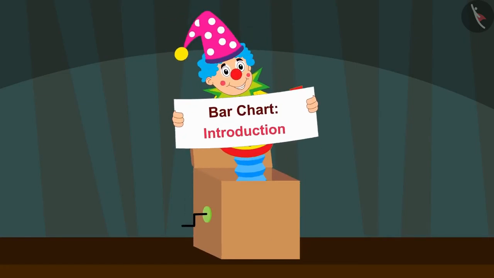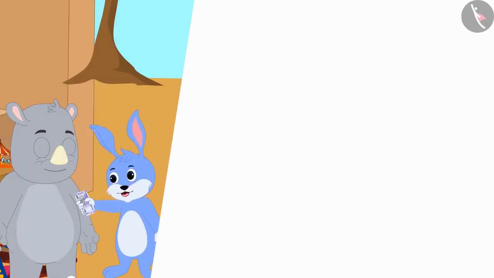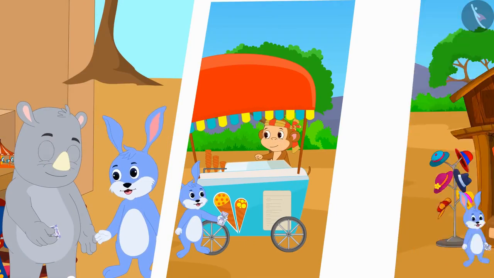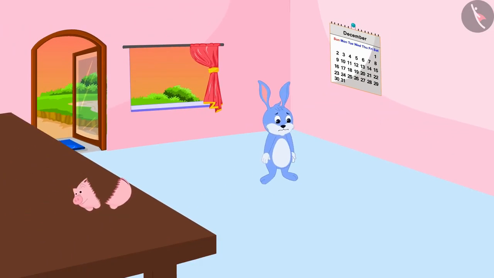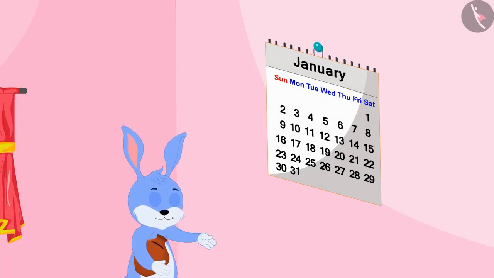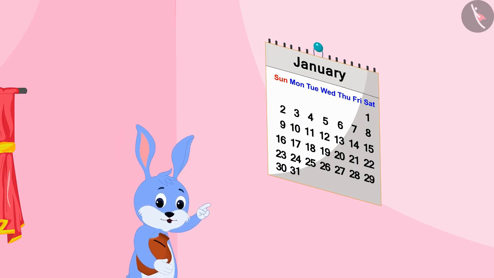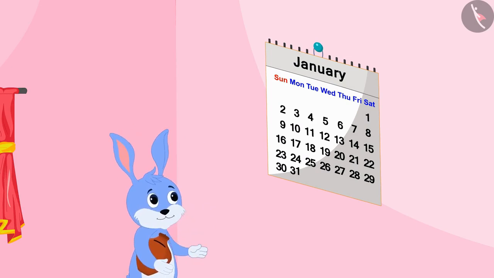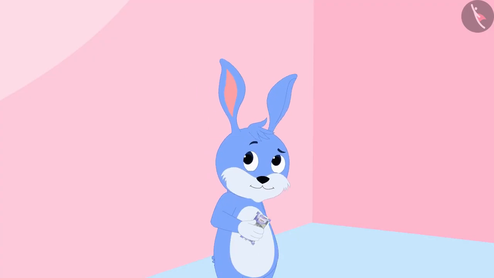Hello children! In this video, we will learn about bar charts. Bunny started spending a lot of money every month, due to which, by the end of the month, all his money would be over. Let me start this new year by saving. Every month I will save some money. Thinking this, Bunny started saving money every month.